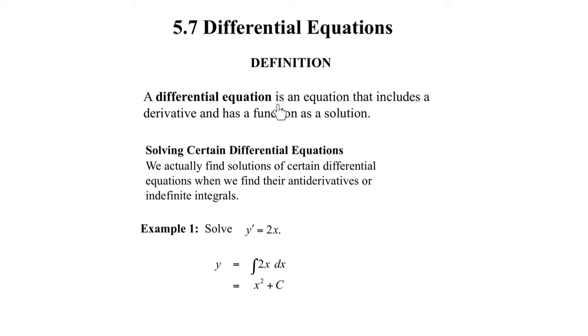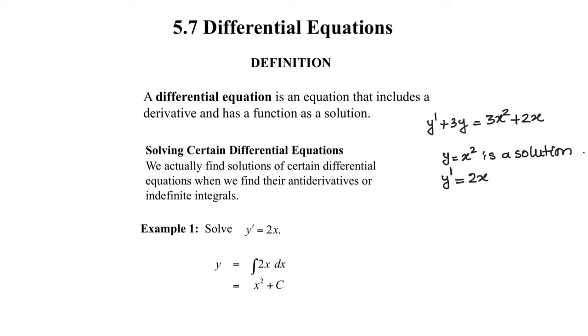A differential equation is an equation that includes a derivative and has a function as a solution. This is an example of a differential equation since it involves the derivative of y. And the function y equals x square is a solution of this differential equation. If y equals x square is a solution, then y prime will be 2x, right?